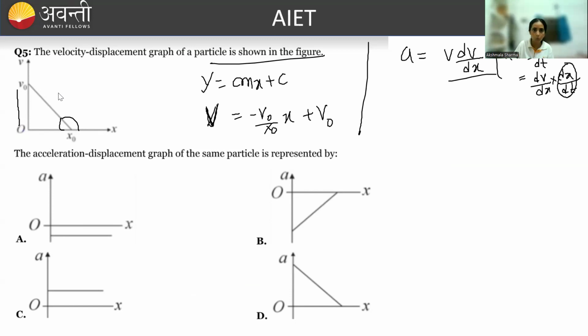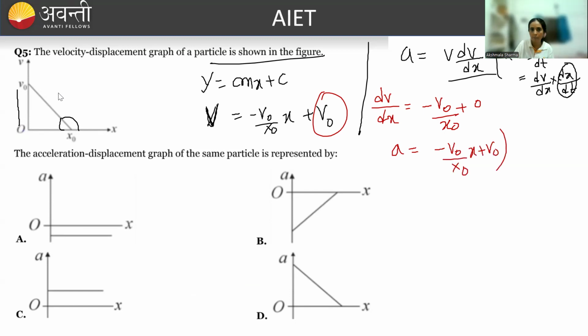So if you do this, let's find dv by dx. So dv by dx if you calculate, it will become minus v naught by x naught, because differentiation of a constant will become 0. So dv by dx is this. So acceleration will be velocity, that is minus v naught by x naught times x plus v naught, into dv by dx, that is minus v naught by x naught. If you multiply this, what will it become? v naught square by x naught square times x minus v naught.